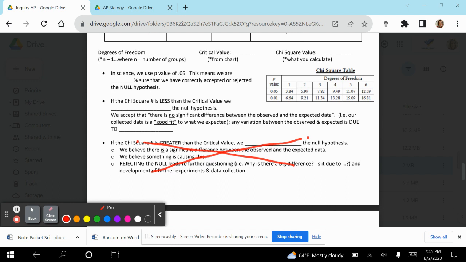Maybe the person isn't flipping it right. Maybe it's a trick coin. So again, when we reject our null hypothesis, that leads to further questioning and experimenting, trying to figure out what is causing the difference between what we are getting and what we are expecting.